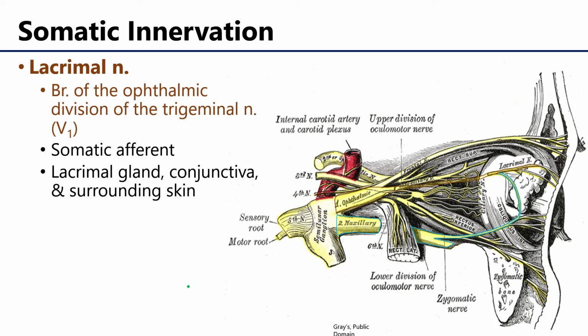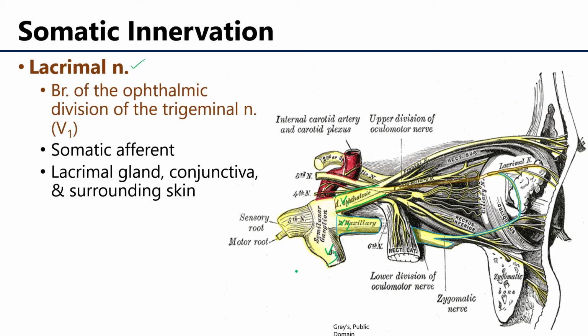So let's take a look at the innervation of components of this system, most importantly, the lacrimal gland. Let's begin with the somatic innervation because this is the most straightforward. The lacrimal gland is somatically innervated by the lacrimal nerve. The lacrimal nerve is a branch of the ophthalmic division of the trigeminal nerve. Recall there's the ophthalmic division, or V1, the maxillary division, V2, which comes into play for the autonomic innervation of the gland, and the mandibular division, or V3.